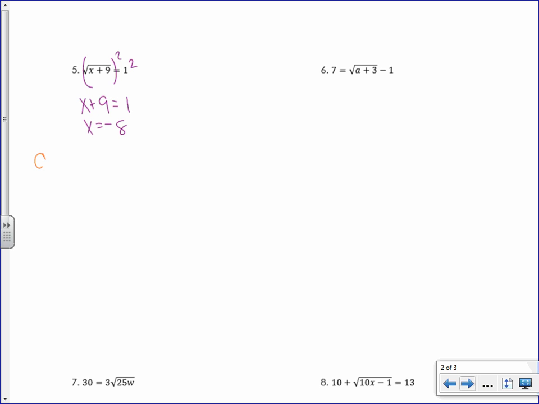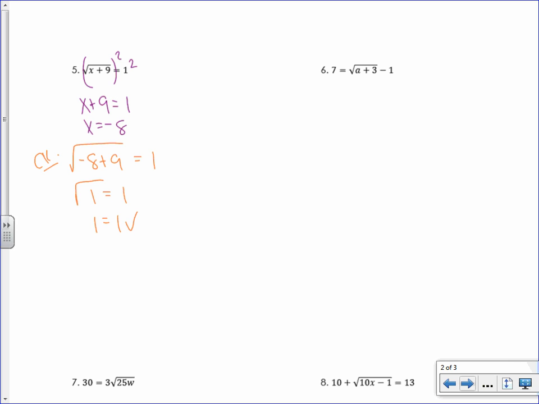Now I can check. We check in the original. So I get that the square root of negative 8 plus 9 is equal to 1. That's the square root of 1. 1 equals 1. Everything is bueno.